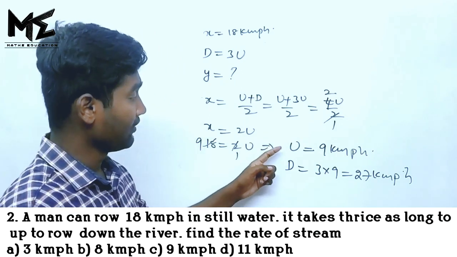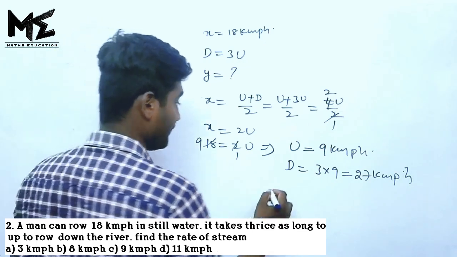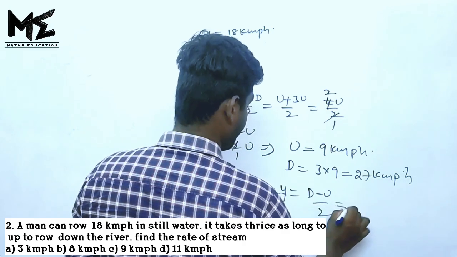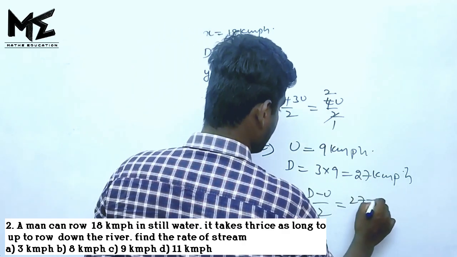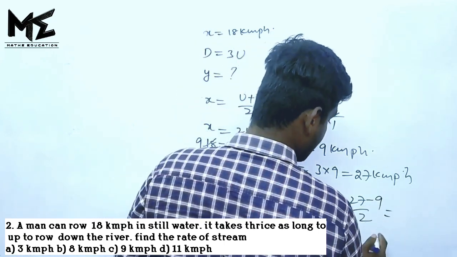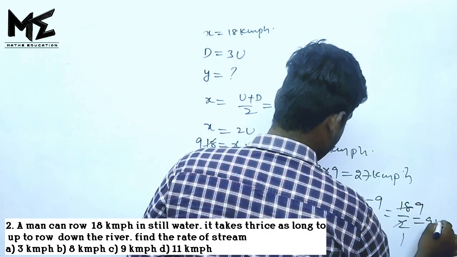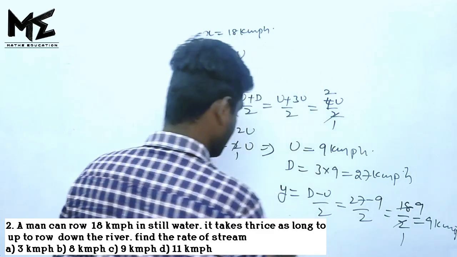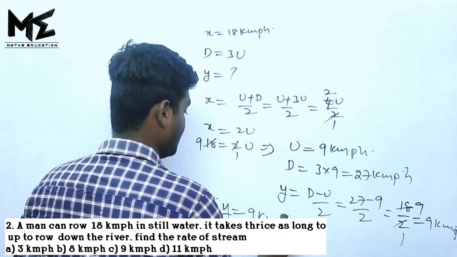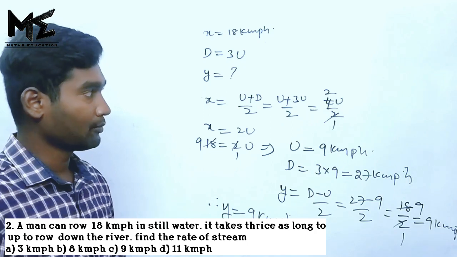So if we have here upstream and downstream, we have to find y, the current. So y equals d minus u by 2. D value is 27, minus u is 9, by 2. 27 minus 9 is 18 by 2. 2 ones are 2, 2 nines are 18. Therefore 9 kilometer per hour. Y is equal to 9 kilometer per hour. So the speed of the current is 9 kilometer per hour.